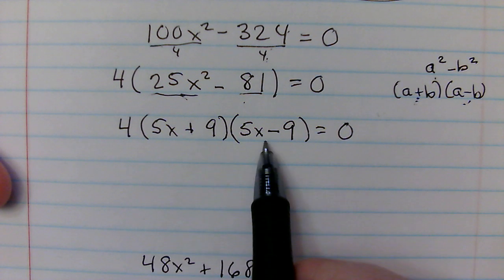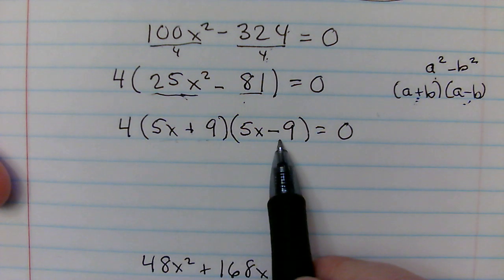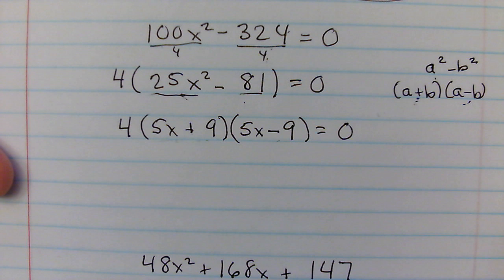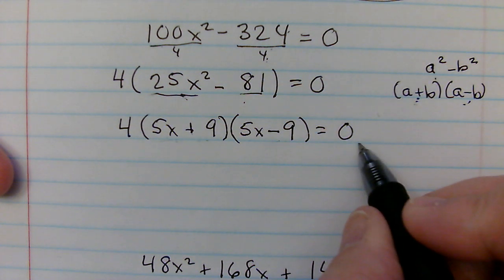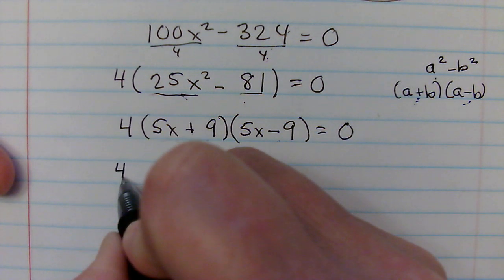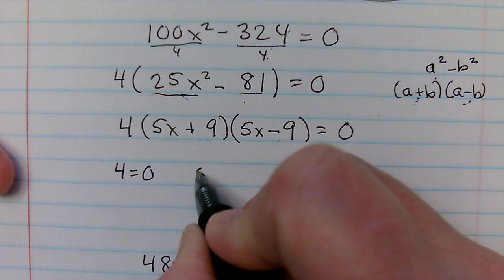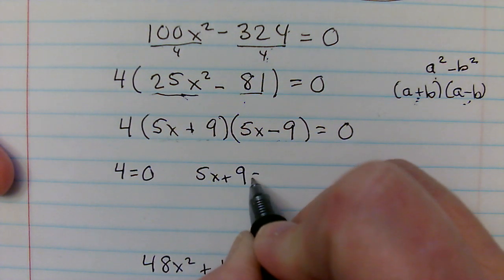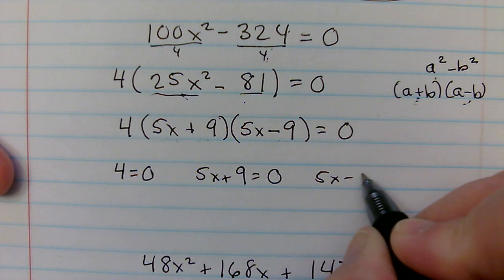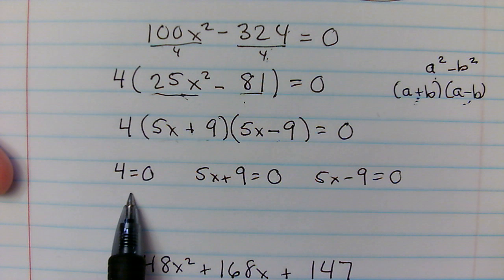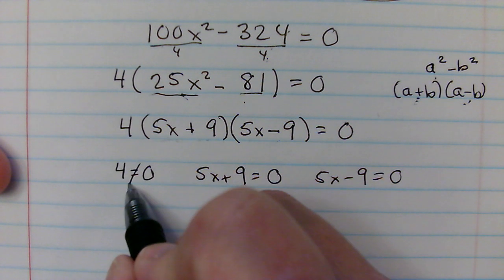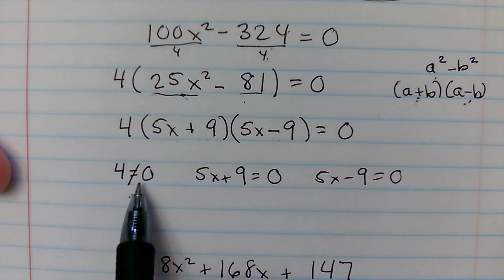So there's no common factor within either parentheses. This is fully factored. So if we wanted to solve the equation, we would set each of its factors equal to 0. Now 4 is never equal to 0, so that part doesn't give us any solutions.